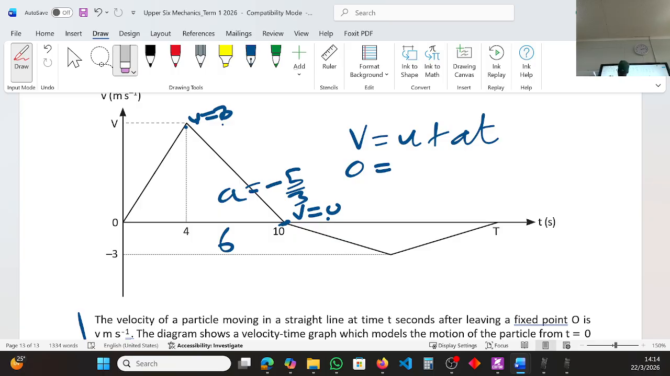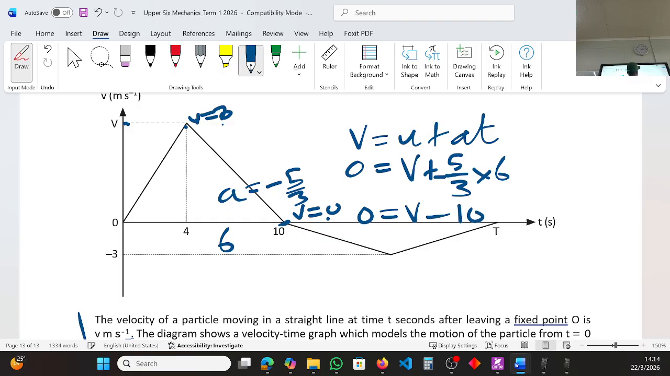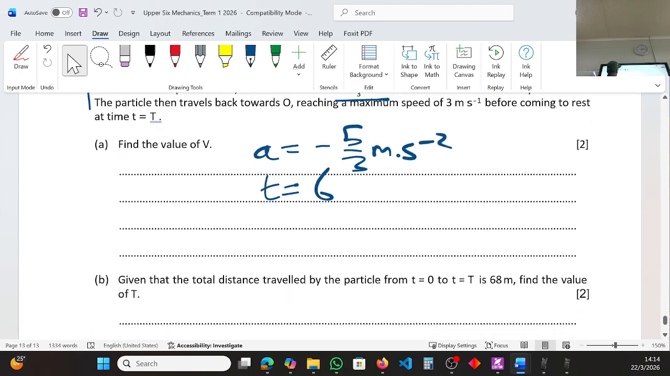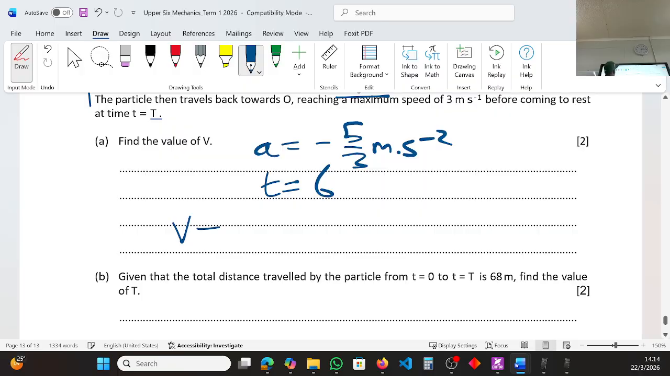Well, u is corresponding to the v that we have. Hence, I put v there, plus our acceleration of 5 over 3. But remember, it's negative because it's deceleration, over the time, which was 6 seconds. When I simplify, it looks like my v is going to be 10. So v in actual fact is 10 meters per second. So I found my v. So v there is actually 10.